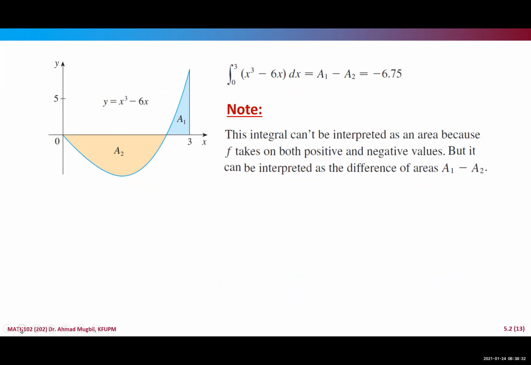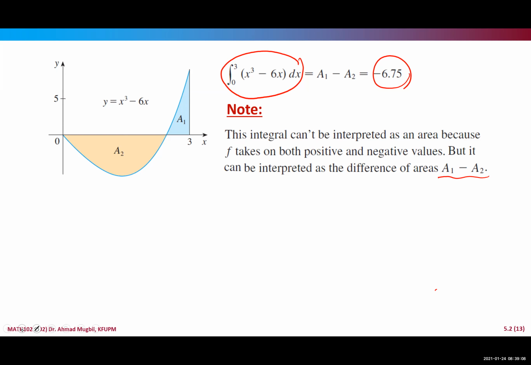Now, as I said, Shabab, the integral here is negative. What we have found is negative. So it is indeed not equal to the area between this curve and the x-axis. What is it? This integral cannot be interpreted as an area because f takes both positive and negative values, but it can be interpreted as the difference of areas. What is A1 here? A1 is the area above the x-axis minus the area below the x-axis.